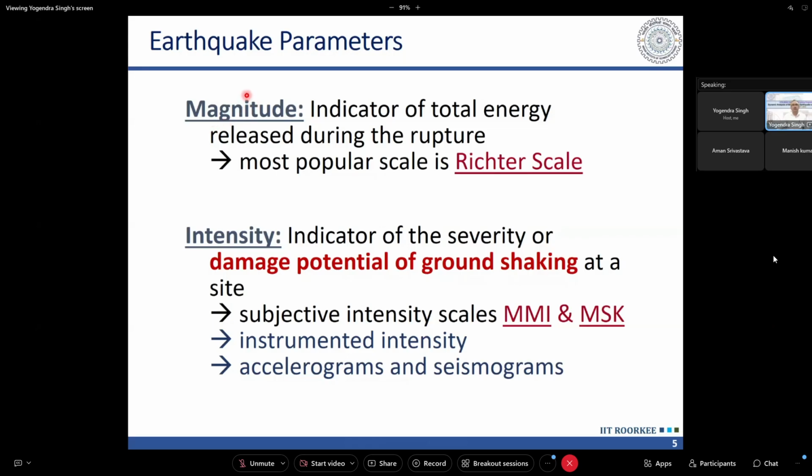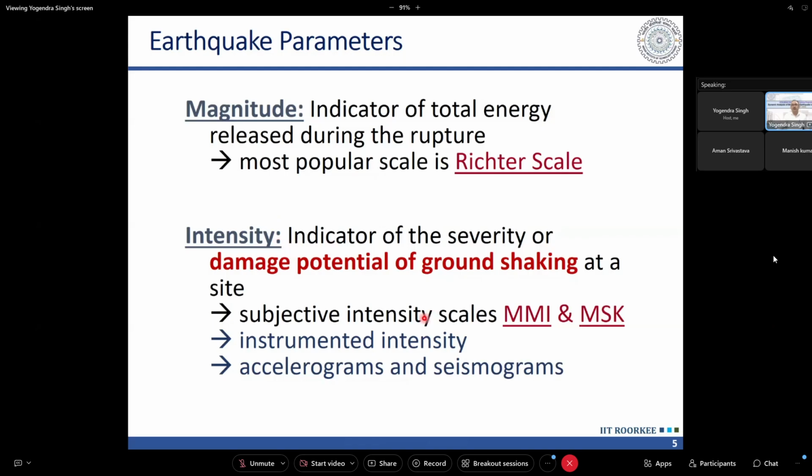So magnitude is like the wattage, but it is not important to us if that large magnitude earthquake is occurring far away from our site. So the distance of this magnitude is also important. So intensity is of importance to us, and in intensity, what is intensity indicating?